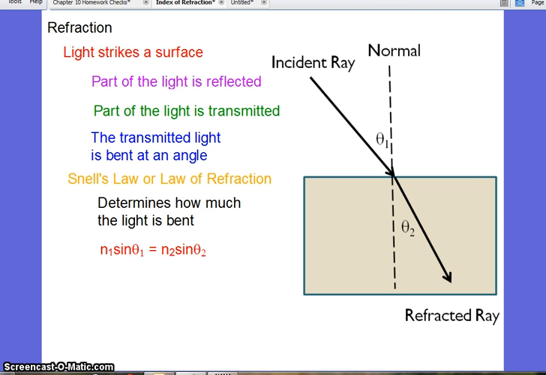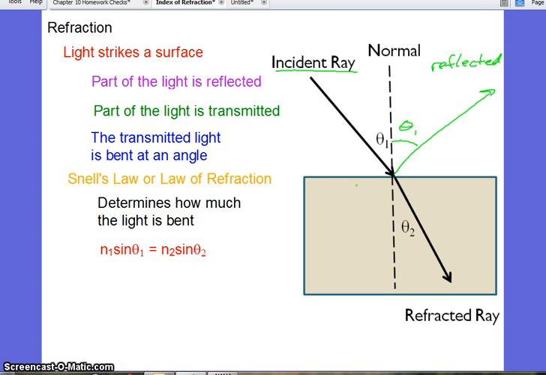Now, as light hits a certain surface, some of the light is going to be reflected. The reflected light is going to be reflected at an angle equal to the incoming light. We call the incoming light the incident ray, and we measure all angles with a normal line, a line perpendicular to the surface. So the reflected ray is going to be at an angle equal to the incident ray.